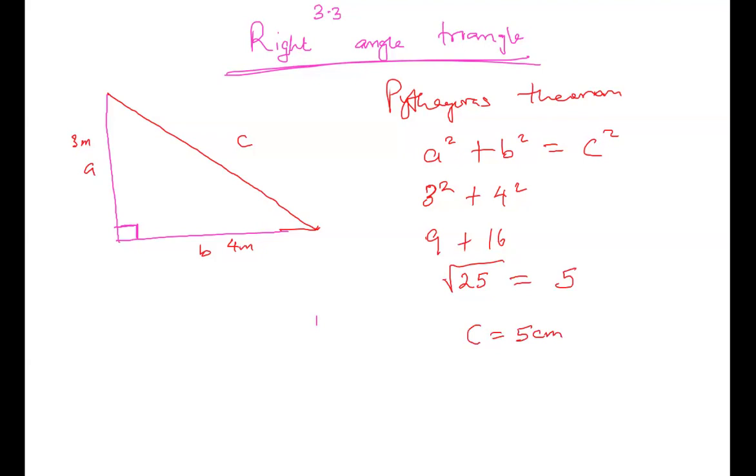Can you see? So the two short ones, you square them. When you add them together, it's going to give you the long one. Then you square root the long one to find the answer. That's it. It's pretty easy.